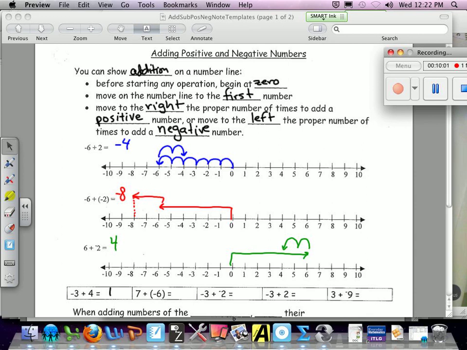This time it's because I started by moving up to the 7 and then went back down 6. So I didn't go past 0. I stayed 1 above 0. The next one, negative 3 plus negative 2. What am I going to get?